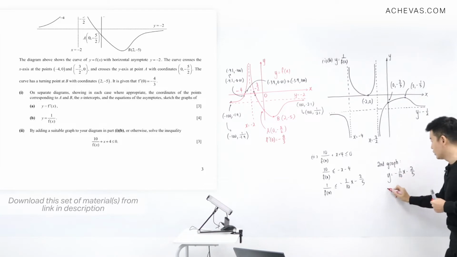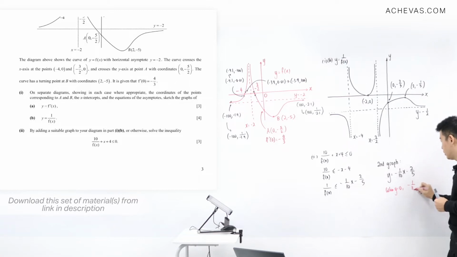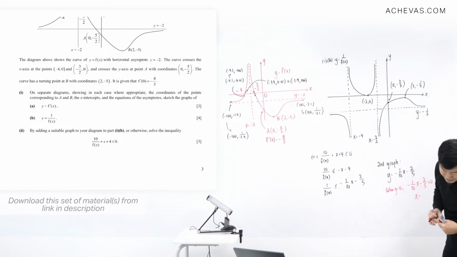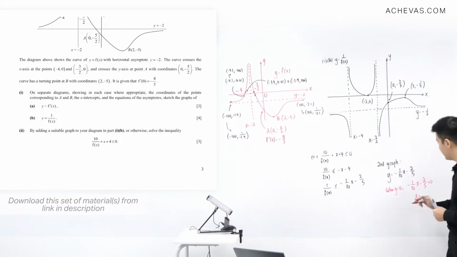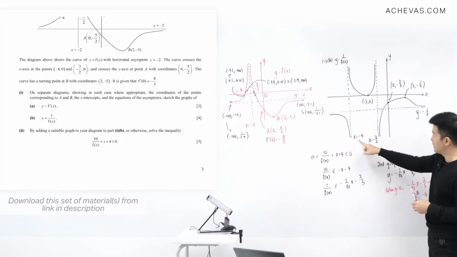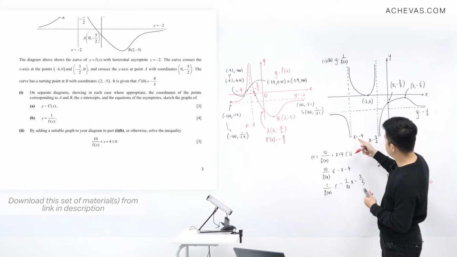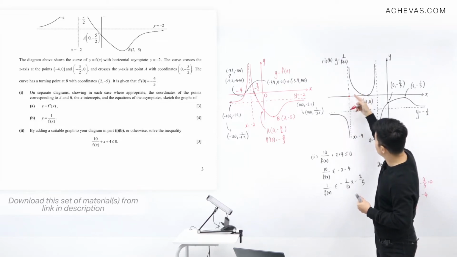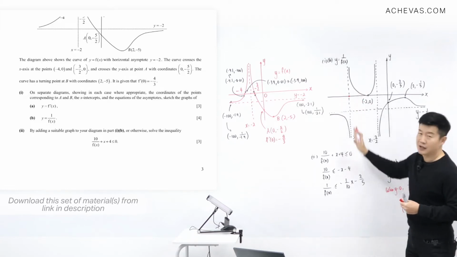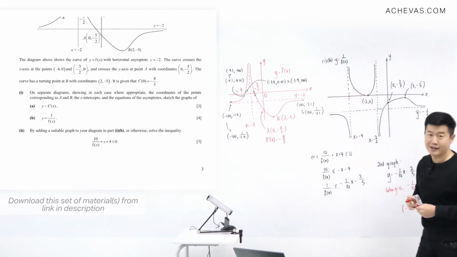Then when y is equal to 0, let's test, okay? When y is equal to 0, negative 1 over 10x minus 2 over 5 is equal to 0, and we will be getting x to be equal to negative 4. And where is x equal to negative 4? It is here. So this point tells us that the graph is going to be passing through negative 4, 0, which is exactly here, on the vertical asymptote of the graph of y is equal to 1 over fx.